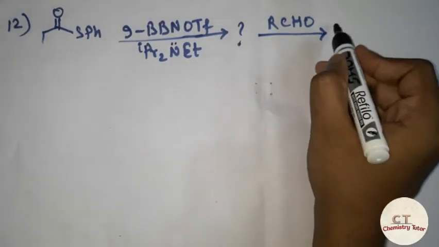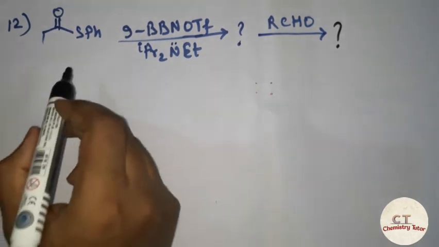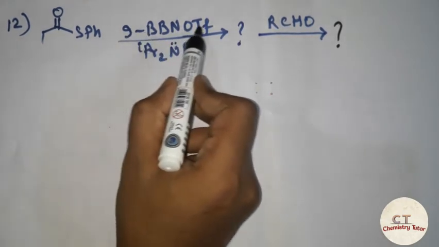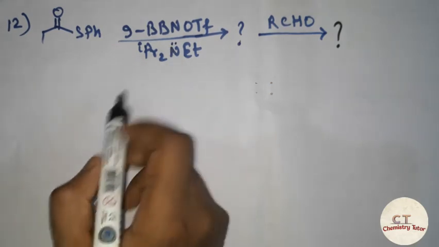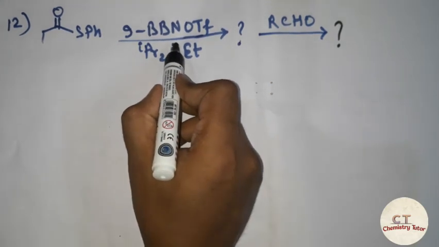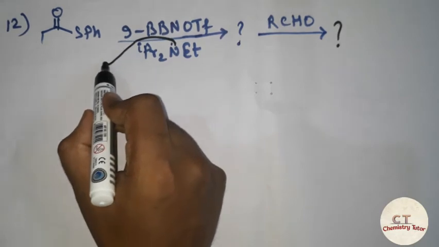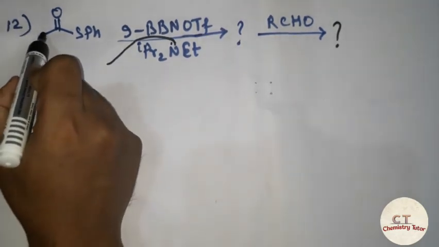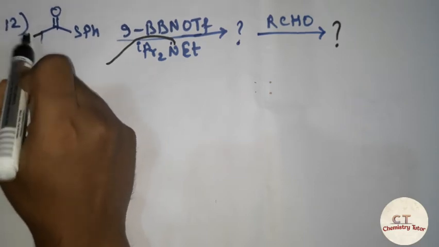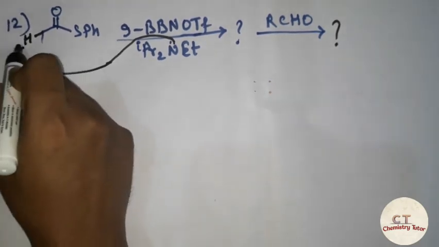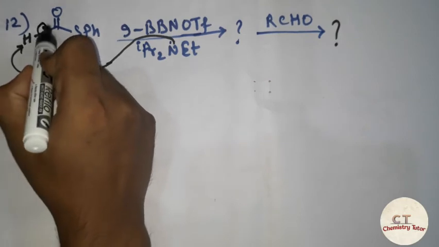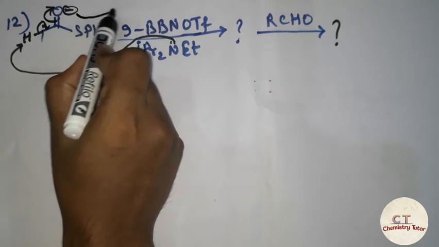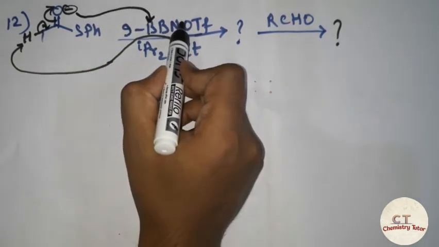So in this reaction, what are the products formed? First of all, the boron reagent given is 9-BBN OTf, and a base is given. First of all, the base is going to abstract a proton. From where is it going to abstract a proton? Wherever an enolate is able to form, there we are going to abstract the proton. So abstracting this proton, the negative charge will be on the oxygen atom. Further, the negative charge is again going to attack boron and OTf is going to leave.